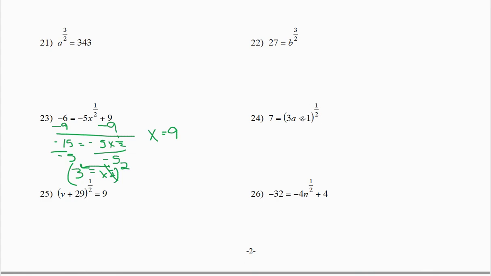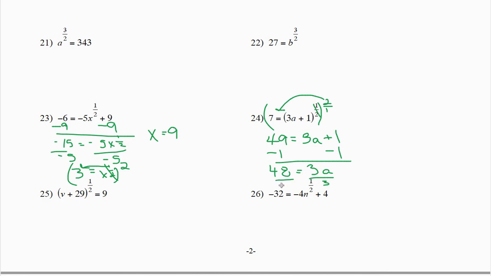Here, the exponent is on one side by itself because there are parentheses here. So I can now multiply by the reciprocal first. Gets rid of the exponent here, and 7 squared is 49. And then you can simply solve it the rest of the way. Subtract 1 from both sides, a is equal to 16.